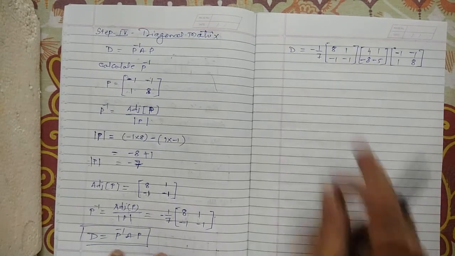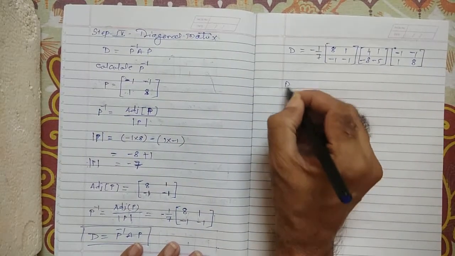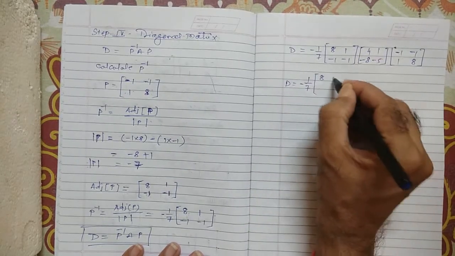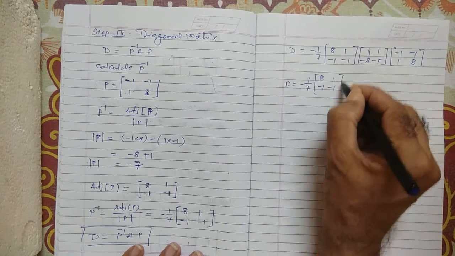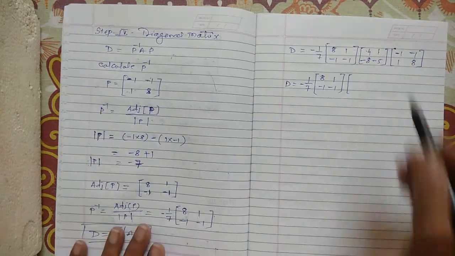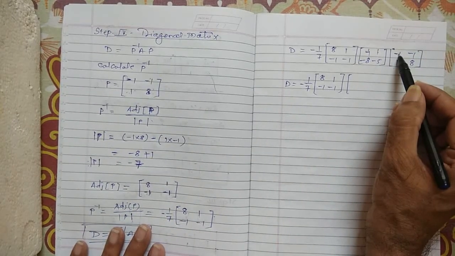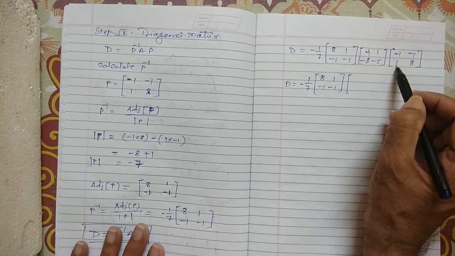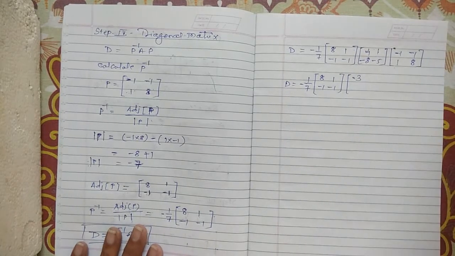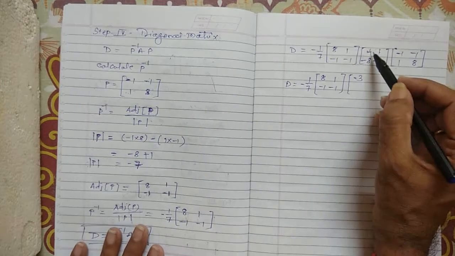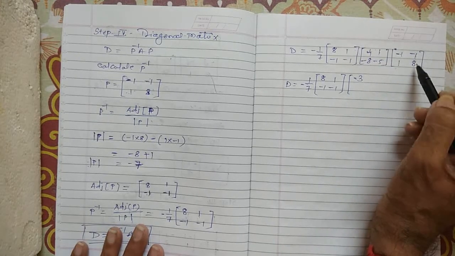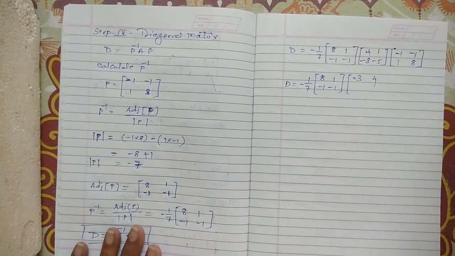Now we have to multiply all these. So my D becomes minus 1 by 7 as it is, and this matrix 8, 1, minus 1, minus 1 I will keep as it is. Now I multiply the first row and first column: 4 into minus 1 is minus 4, plus 1 into 1 is 1, so minus 3. Then 4 into minus 1 is minus 4, plus 1 into 8 is 8, that is 4. So I will put here 4.